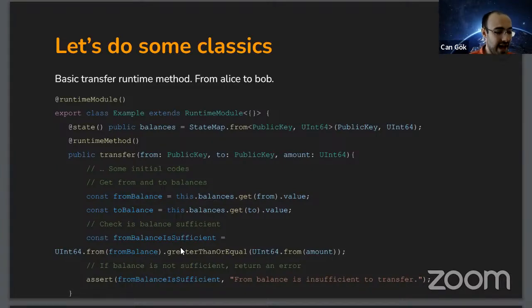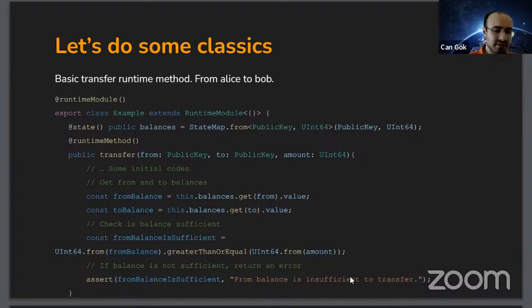If it is actually higher than that, we're going to use assert. And assert is very, very powerful. I'm just giving this Boolean value, and I'm saying that if it is higher than my balance, the message is: from balance is insufficient to transfer. But there is a problem in here.